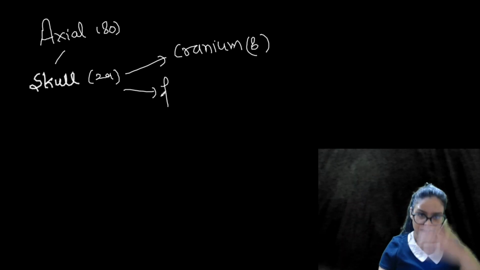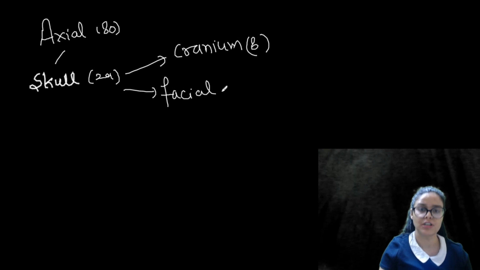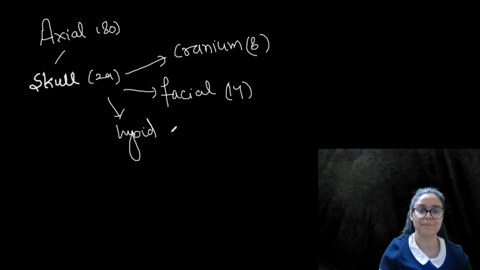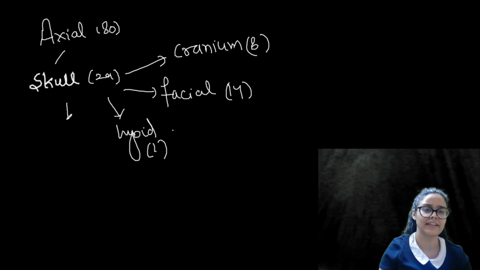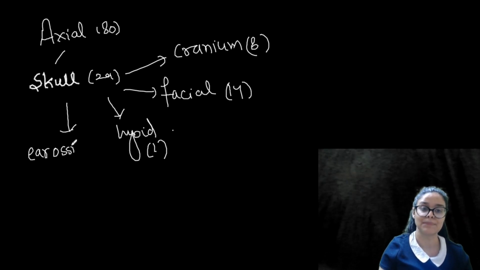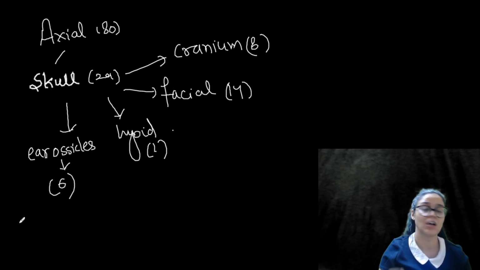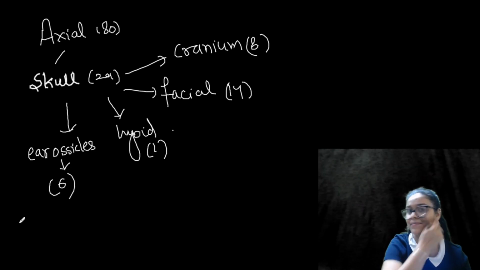We have the facial bones. The facial bones total 14. We have the hyoid, present at the base of the buccal cavity to support the tongue, and it is a single bone. Next we have the ear ossicles, the bones present in our ears that help in the amplification of sound. 3 in this ear, 3 in this ear, right?